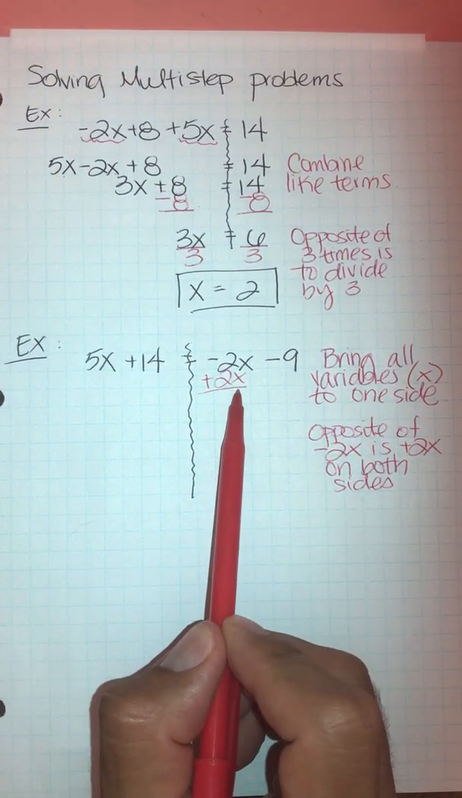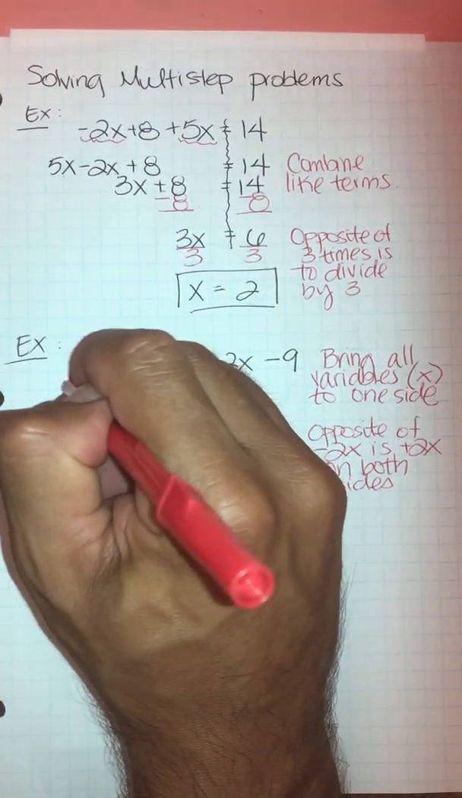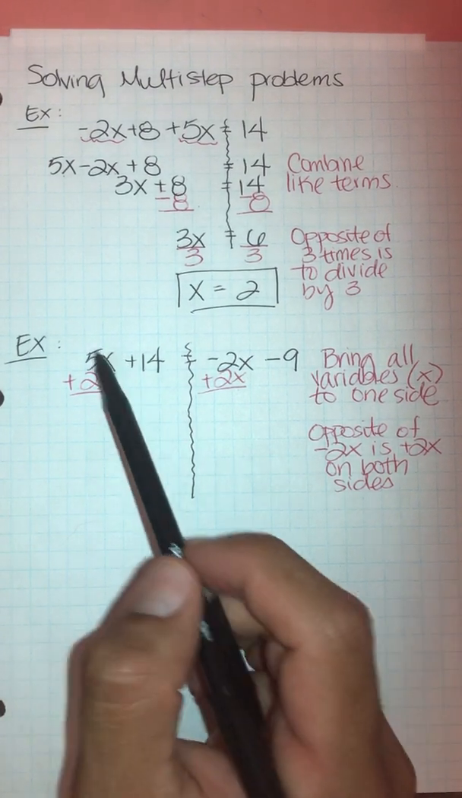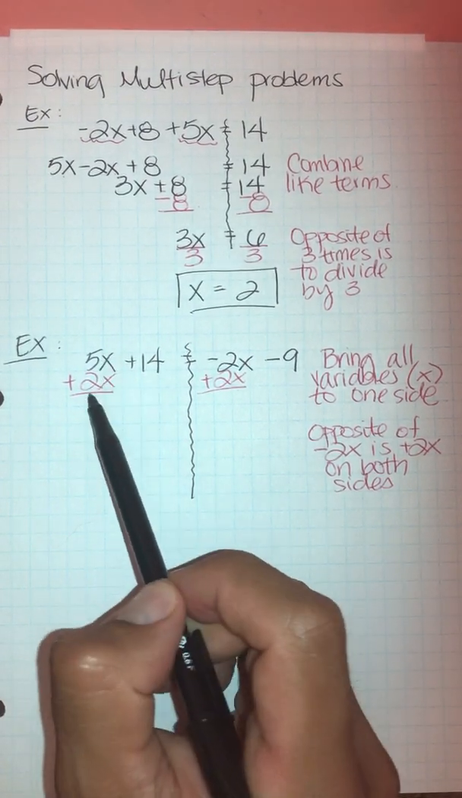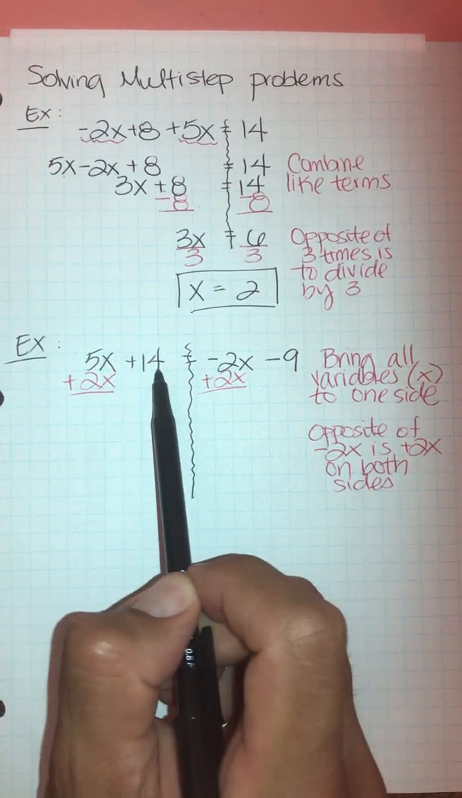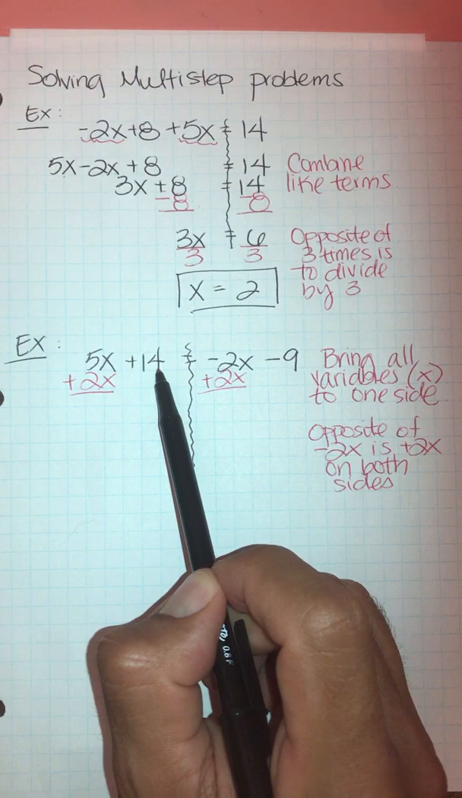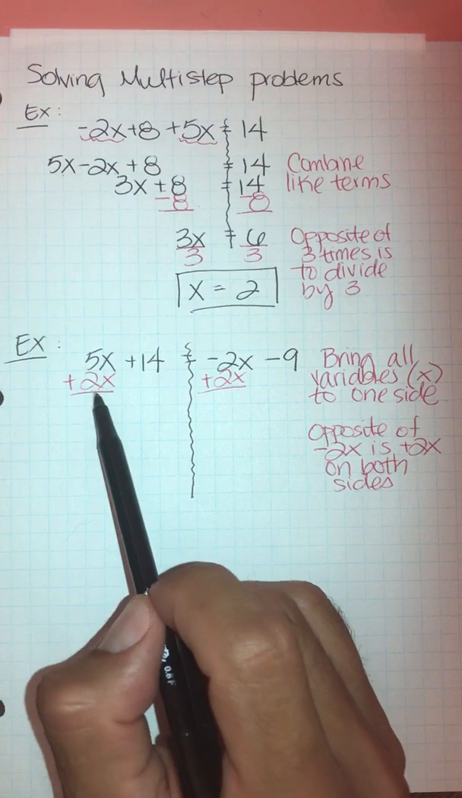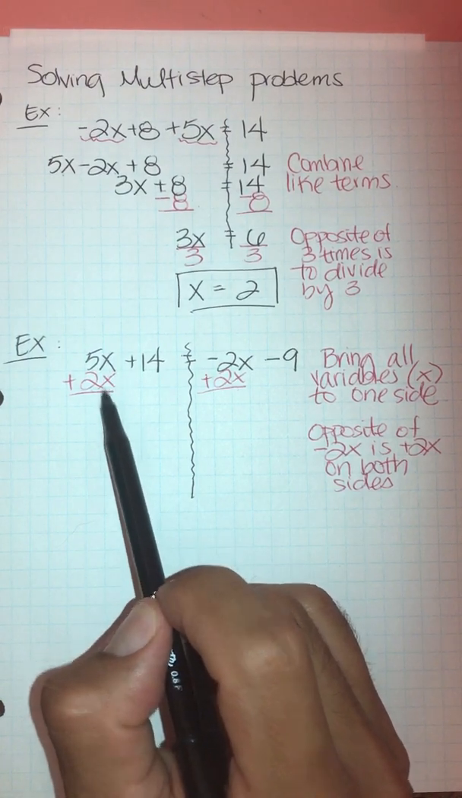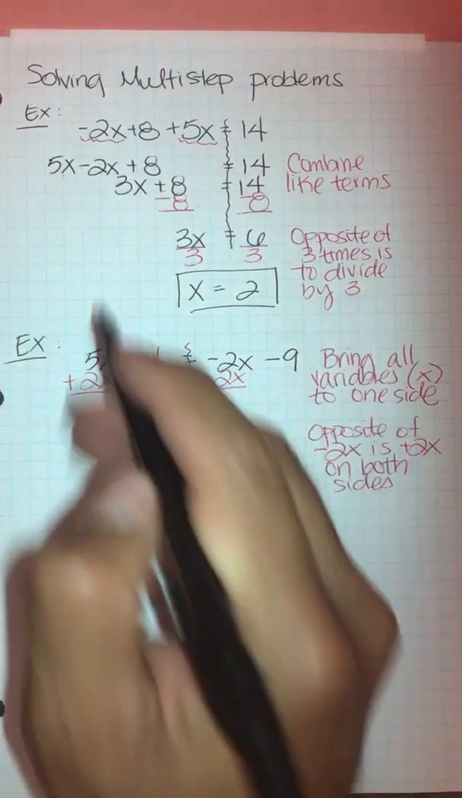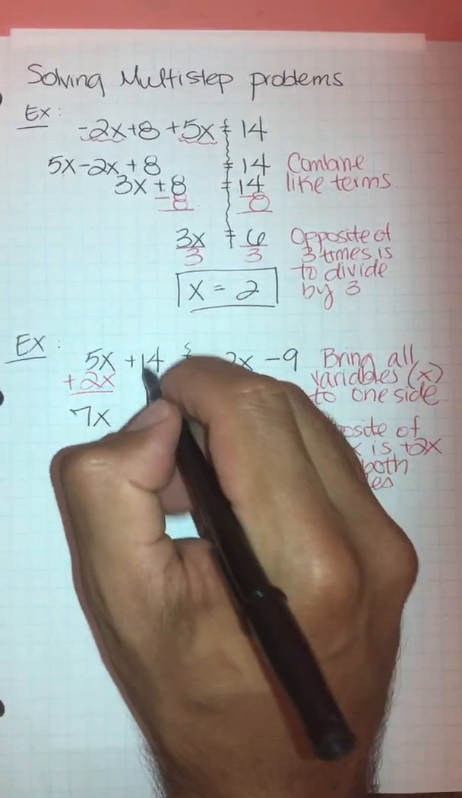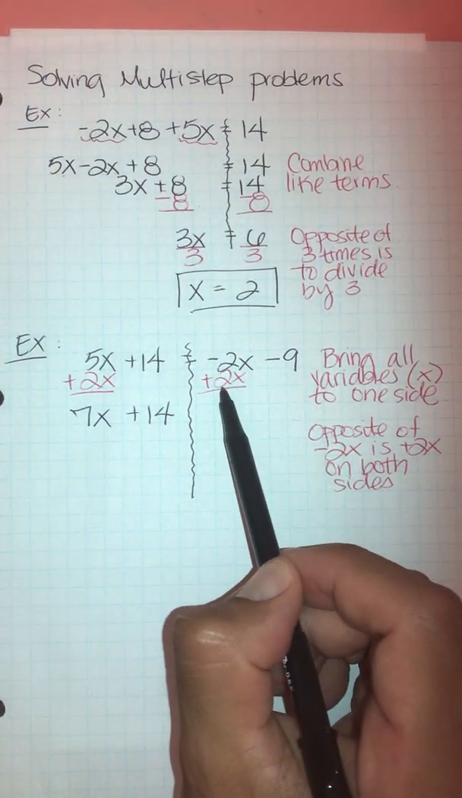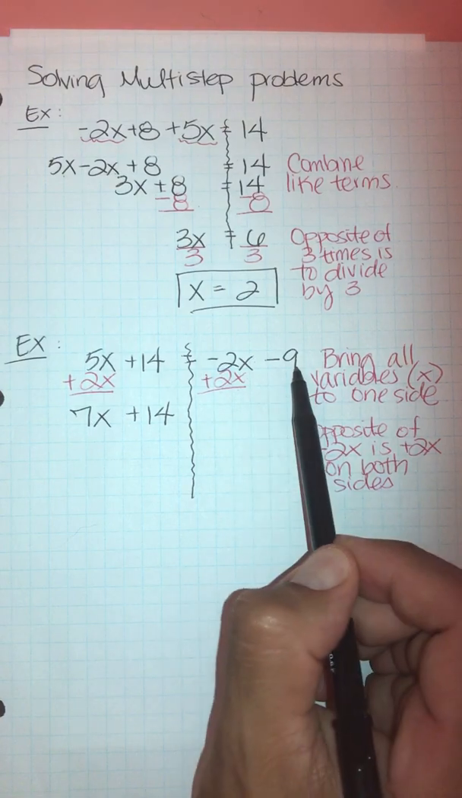Now I did it on the right. Now I must also do it on the left. So let's go ahead and say plus 2x here. 5x plus 2x. Now keep in mind, I put it with the 5, not the 14. The 14 does not have an x, ladies and gentlemen, so I must make sure that I put this plus 2x with its like term, the like term being the 5 since it has an x. Now I can combine these. 5x plus 2x is 7x. Bring the 14 down. Negative 2x plus 2x cancels out, and I'm left with just negative 9.